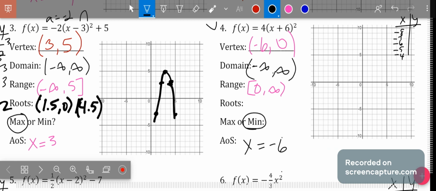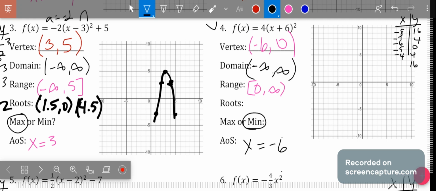Then we're going to find the y values that go with this. If we plug in a -8, 4 times 4 is 16. Remember, -8 plus 6 gives me -2. -2 squared is 4. If I plug in a -7, that would give me 4. If I plug in a -6, I would get 0. -5 will give me 4. And -4 will give me 16.